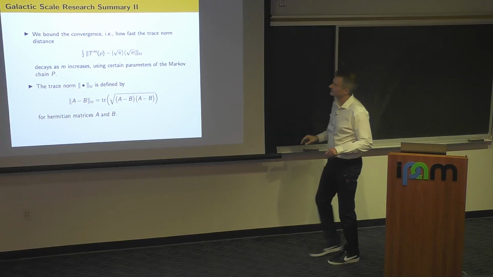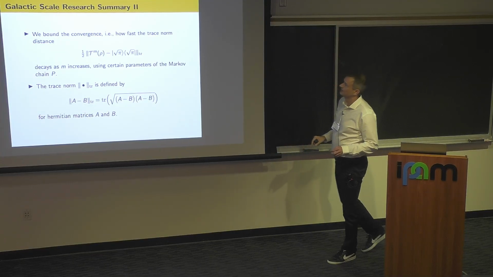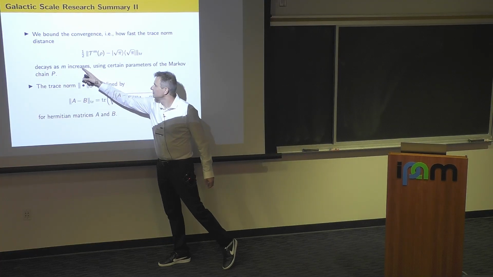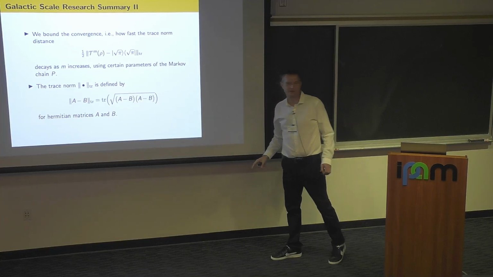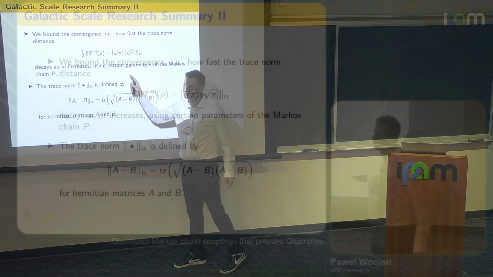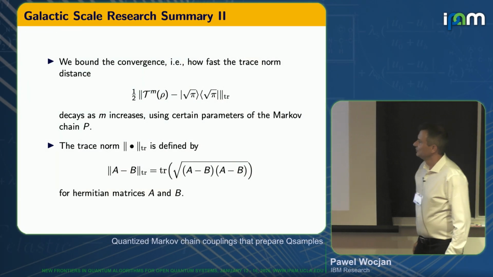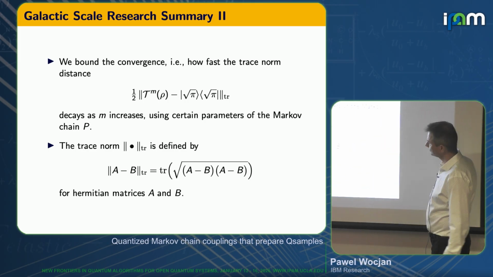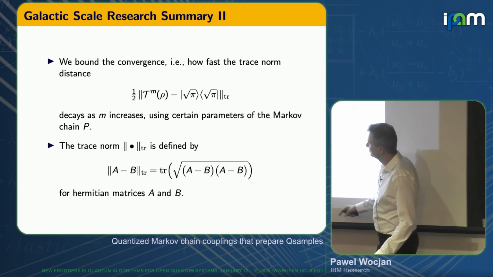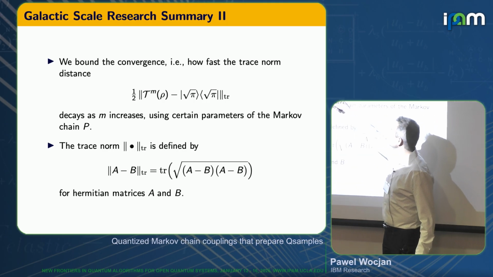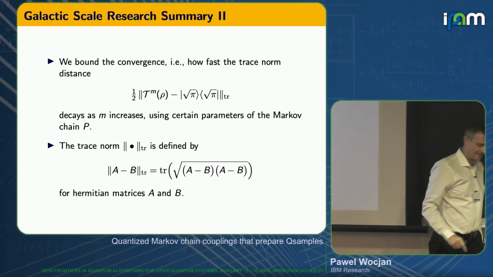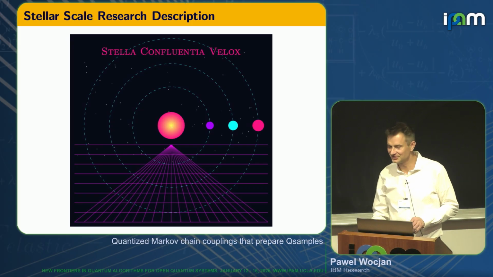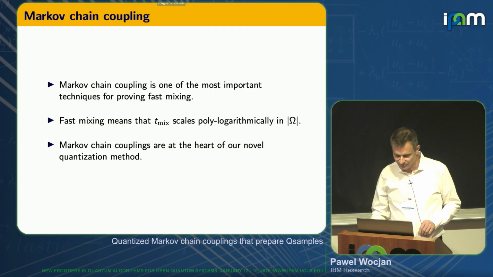Okay, and what we do is we bound convergence. That is how fast the trace norm distance decays as m increases using certain parameters of the Markov chain. And what certain means, I will tell you later. And the trace norm is defined like this, for Hermitian matrices, and it's okay to just look at Hermitian matrices because we're comparing here quantum states. Okay, so let's dive into more details.